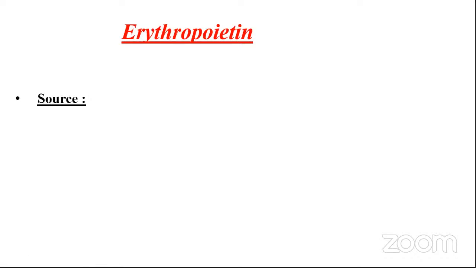Erythropoietin is a hormone which was discovered in 1906 by a French professor called Dr. Paul Carnot, and his associates suggested that hypoxia generates a humoral factor that is capable of stimulating red blood cell production. So then what is the source for this erythropoietin?